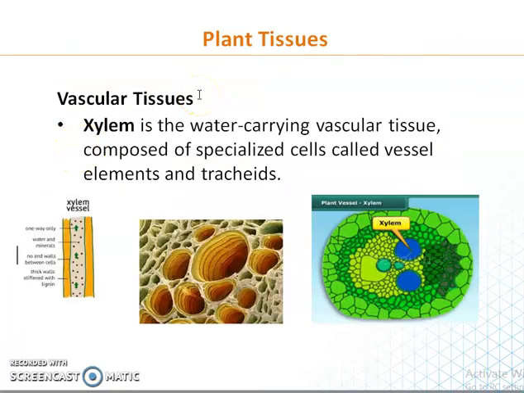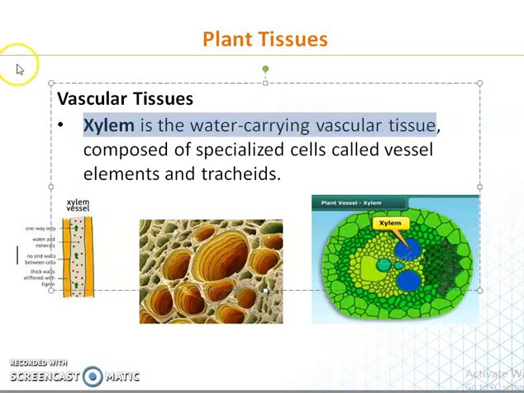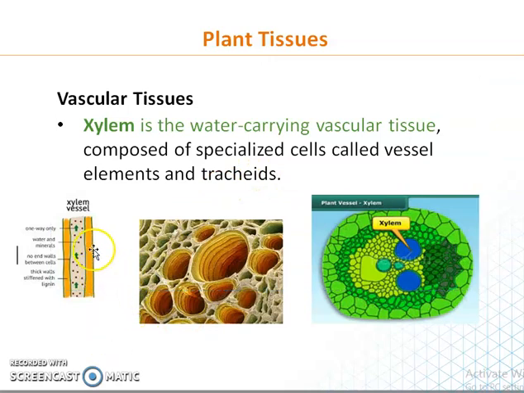Since we are talking about vascular plants, we have other 2 types of tissues called xylem and phloem. Xylem is the water-carrying vascular tissue. Focus on this, it is the water-carrying vascular tissue. What is it composed of? It's made of specialized cells called vessel elements and tracheids. This is technically how the xylem looks like.